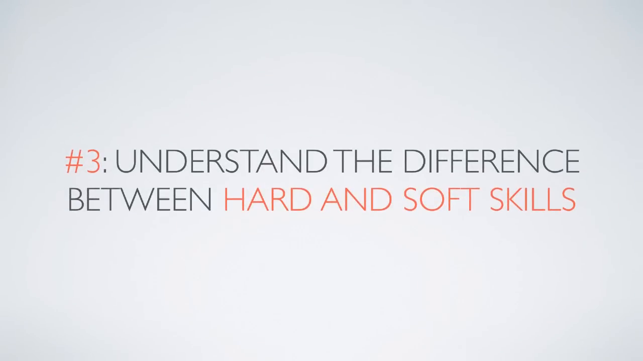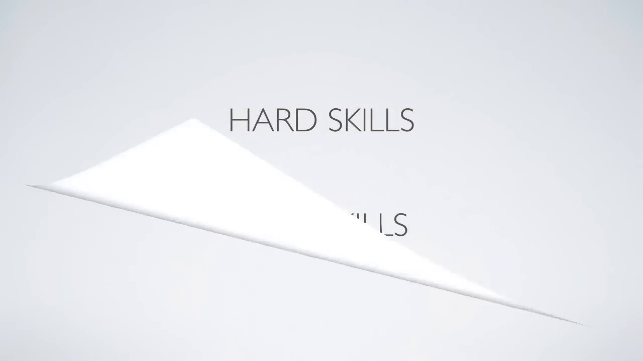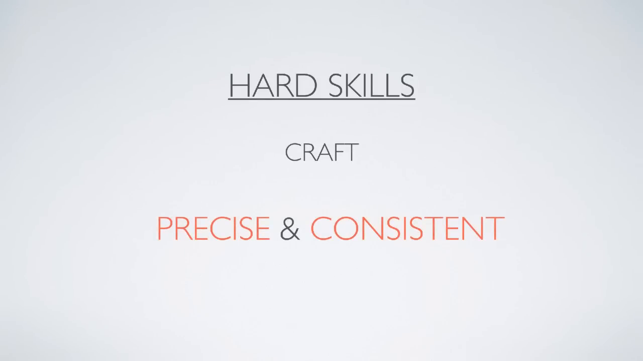Understand the difference between hard and soft skills. There are 2 types of skills when it comes to learning an instrument: hard skills and soft skills. Hard skills are the craft of what it is you are learning and are all about being precise and consistent. As with any craft, there are certain fundamentals that you will need to understand and master. Stuff like keyboard shortcuts, arrangement and session view, how clips work, and so on. And it is the mastery of these fundamental hard skills that really separates the amateurs from the pros.